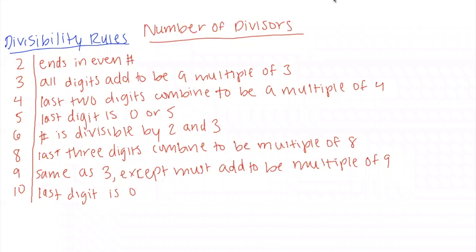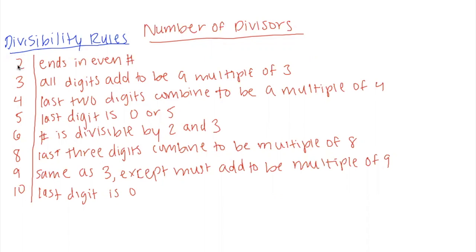Hey everyone, so today we're going to be talking about finding the number of divisors. Before we get started, we must first identify what is a divisor. A divisor is also known as a factor, and it's a number that can evenly divide into another number. So we're going to take a look at 2, 3, 4, 5, 6, 8, 9, and 10 because those are the most crucial divisibility rules that you need to know.